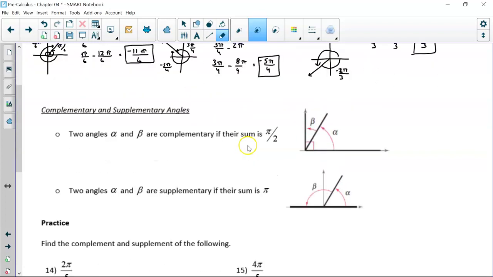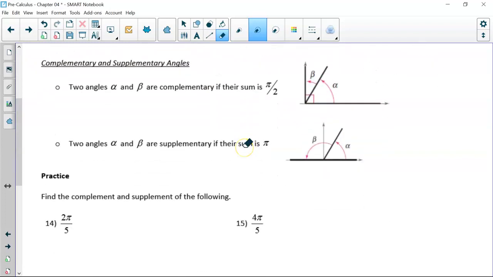So those are coterminal angles. Next, we're going to be talking about complementary and supplementary angles. Complementary angles are two angles whose sum is pi over 2, or 90 degrees. Now, they can only be positive angles. They have to both be positive angles.